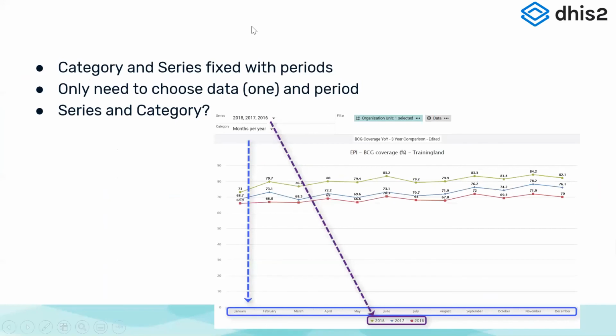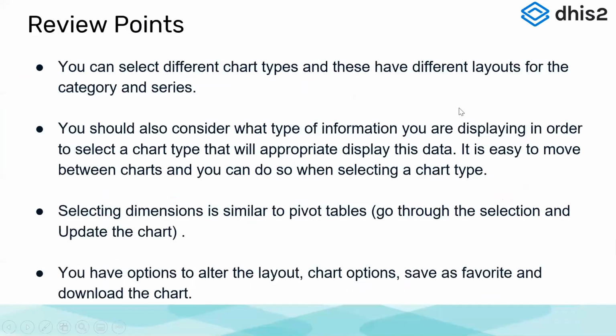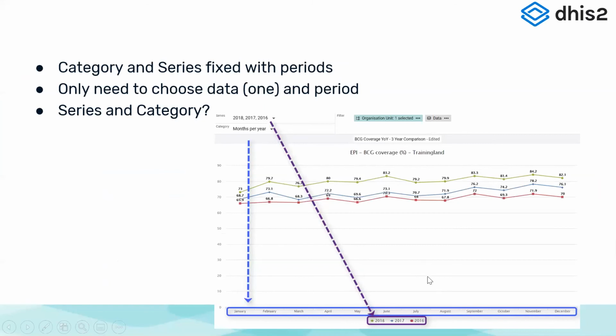So just to explain again about the category and series. Here the series and category are both periods. You can't put the data or org unit as series and category because these are fixed. For series, you can select the years which you want, and for category, the frequency of categories, that is whether monthly or quarterly.